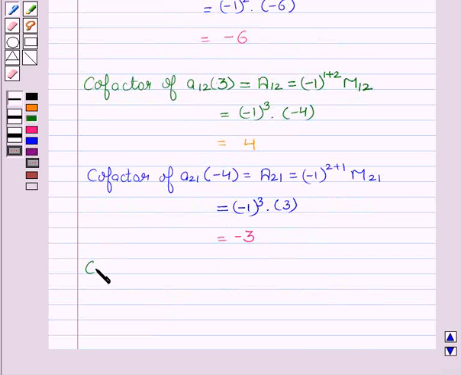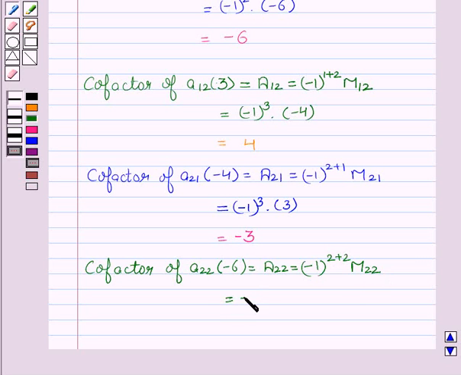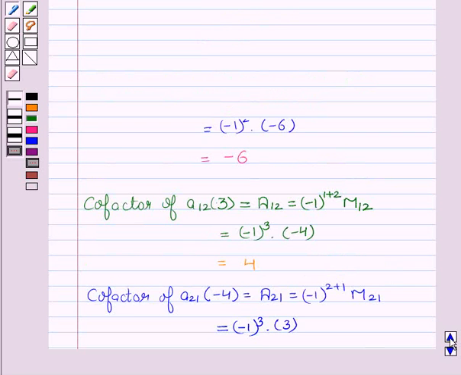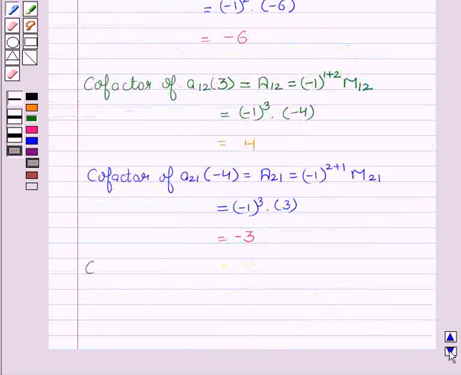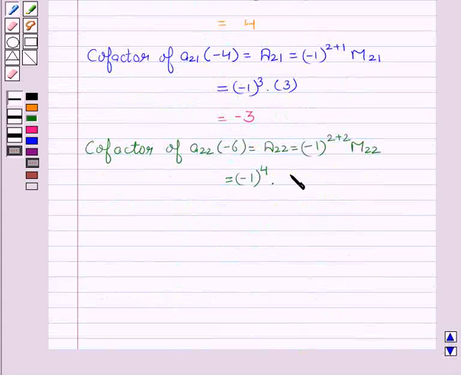Similarly, we will write the cofactor of A 2 2, that is minus 6, denoted by capital A 2 2, which is equal to minus 1 to the power 2 plus 2 into M 2 2. Now we will find M 2 2. So this is equal to minus 1 to the power 4. Now we'll delete the second row and second column, so it will be 2. So we get minus 1 to the power 4 into 2. So this is equal to 2.